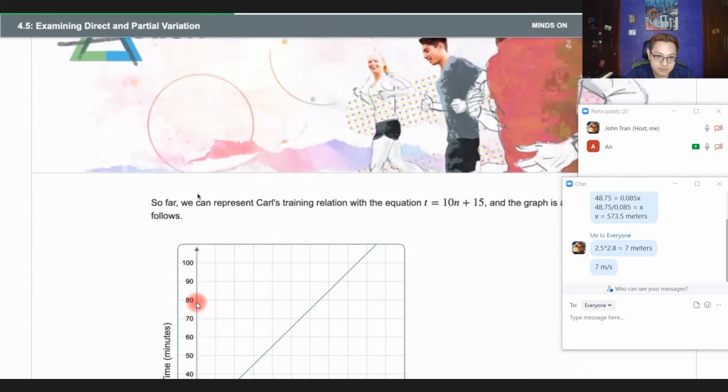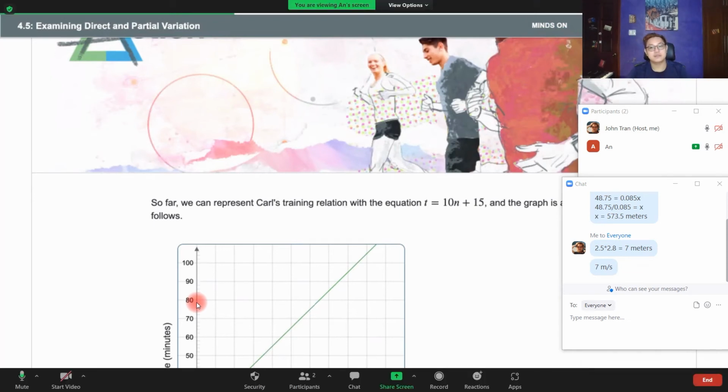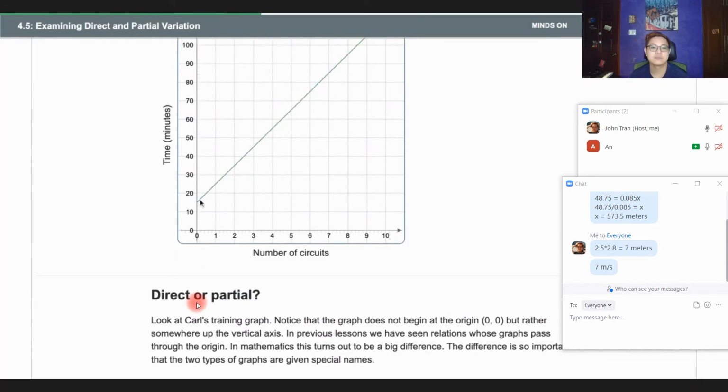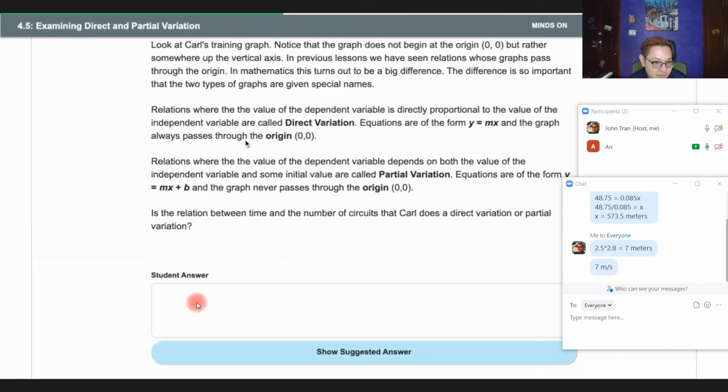So far, we can represent Carl's training relation with the equation t equal 10n plus 15. And the graph is as follows. So it's like 15 somewhere here, and then one circuit is 10 minutes, so 15 plus 10 is 25, 25 is around here, 35, and so forth.